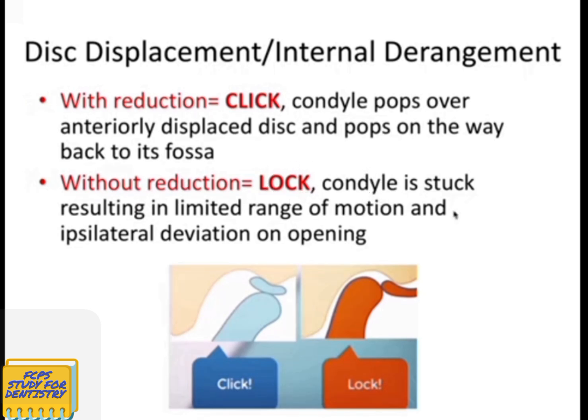So the condyle is stuck behind the anteriorly displaced disc, resulting in limited range of motion. And if this only happens on one side, only one TMJ is affected, there is an ipsilateral deviation on opening. And we'll talk about this in the next slide. So essentially, the mandible is going to deviate towards one side, towards the side that's being locked in place, because the condyle can no longer translate down the articular eminence like it's supposed to.